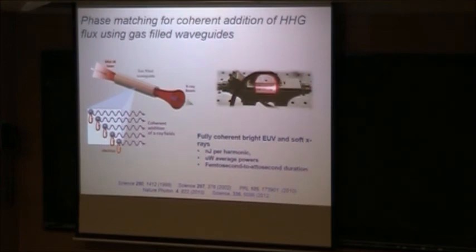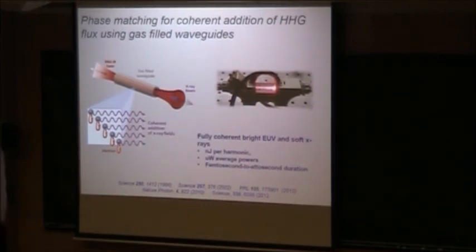As the driving laser is propagating through the waveguide, there's high harmonic generation throughout, but since we can match the phase velocity of the driving laser with the phase velocity of the high harmonic beam, we get coherent addition. They're all in phase and they add up together to produce a brighter source.